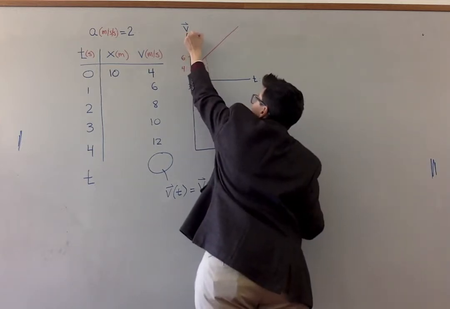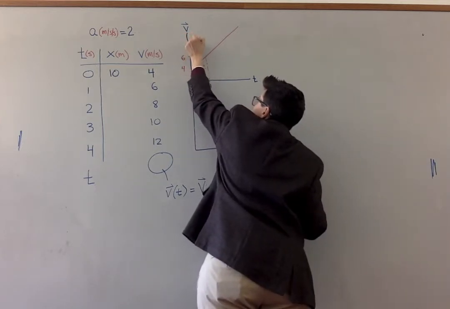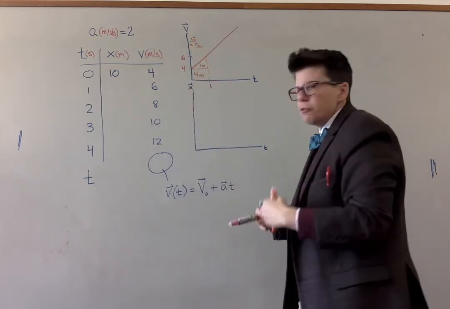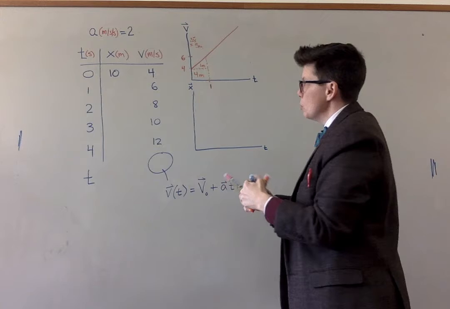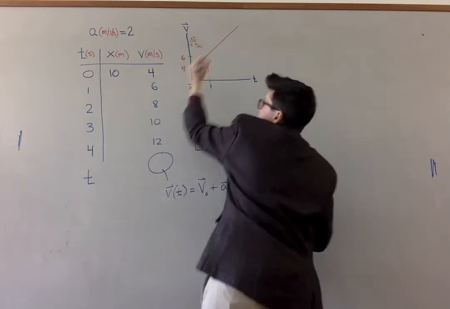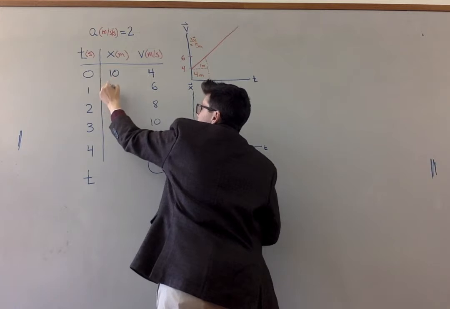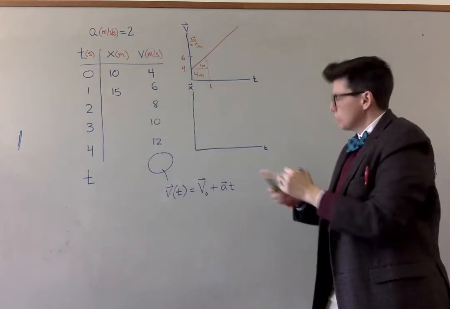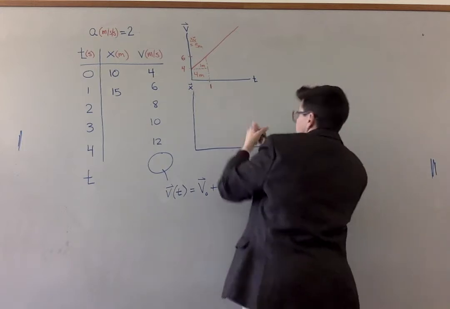Delta x equals 5 meters, from 0 to 1 second, 5 meters. So I move forward 5 meters from where I am right now. 10 plus 5 meters displacement puts me in a new position of 15 meters. And I can repeat that.